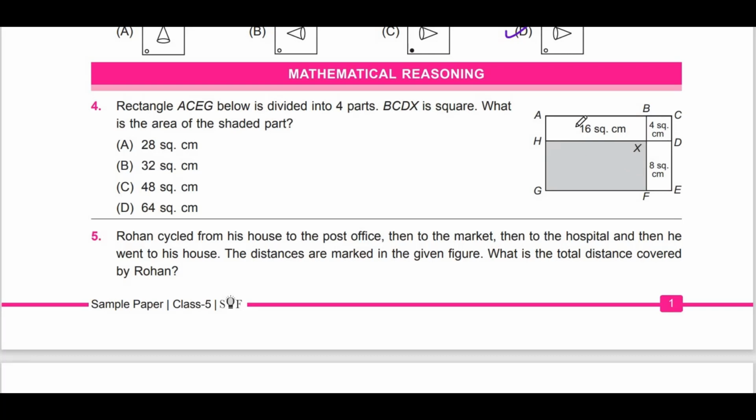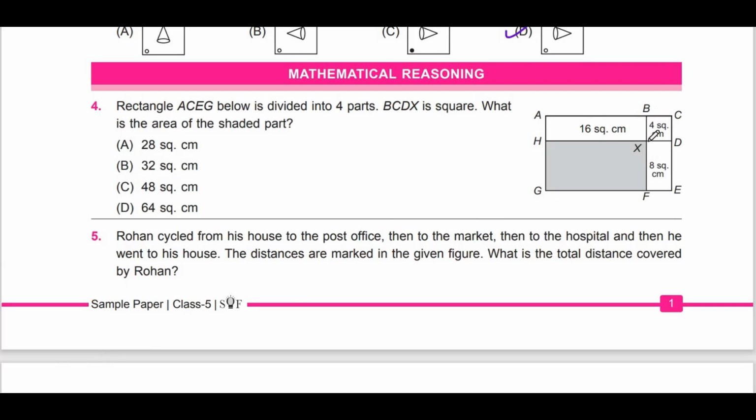But what else is given to us? The area of AHXB is given, which is 16, the area of the square BCDX is 4, and the area of DEFX is 8. So the areas of all the other 3 pictures are given. That is 2 rectangles and 1 square. We have to find the area of HGFX. So now let's see how to do it.